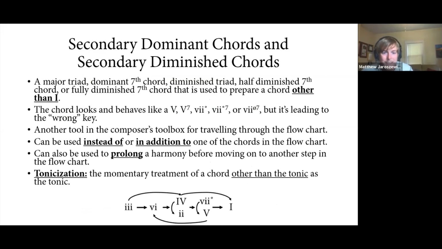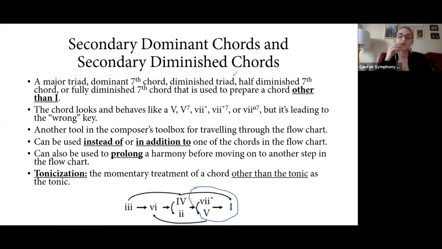The very last thing I wrote, tonicization. That is the long word that we use in music theory to describe the momentary treatment of a chord other than the tonic as the tonic. Again, when we take this part of the flow chart and we apply it to another step other than 1. All right, that was a lot of information, a lot of words on the page. Are there any questions about the basic gist of secondary dominant and secondary diminished chords?